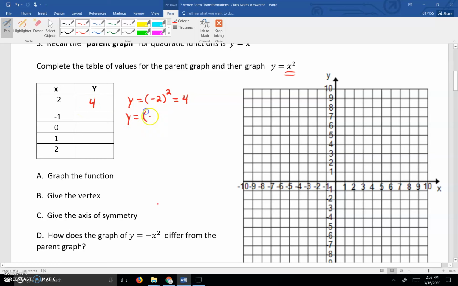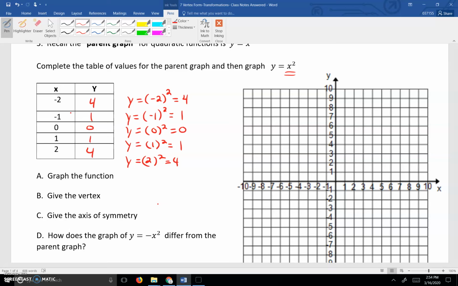Then I'm going to plug in y equals negative 1 squared. Again, negative times negative is going to be positive. 1 times 1 is 1. Y equals 0 squared, so 0 times 0 is still 0. Y equals positive 1 squared is 1. And y equals positive 2 squared is 4. So when I graph those points, these are what we consider our 5 key points. This is my parent graph, my parent function, my parent table. Everything we do is going to be based off this table and this graph.